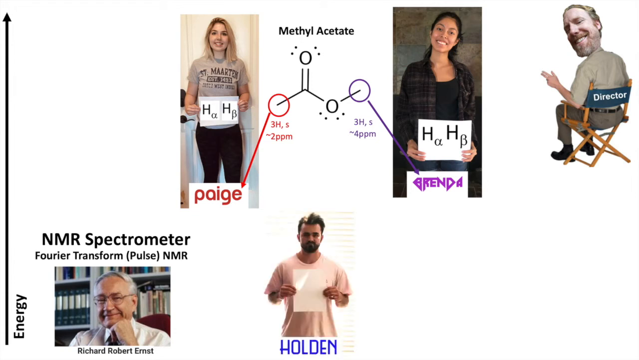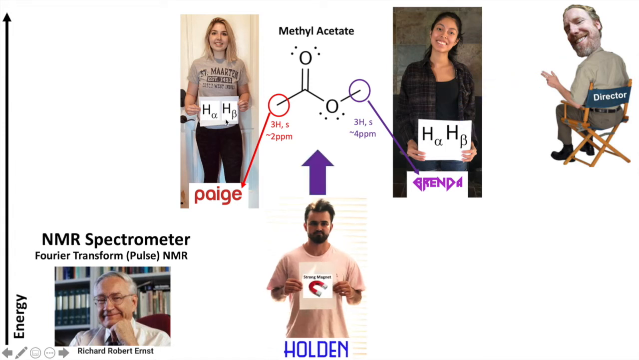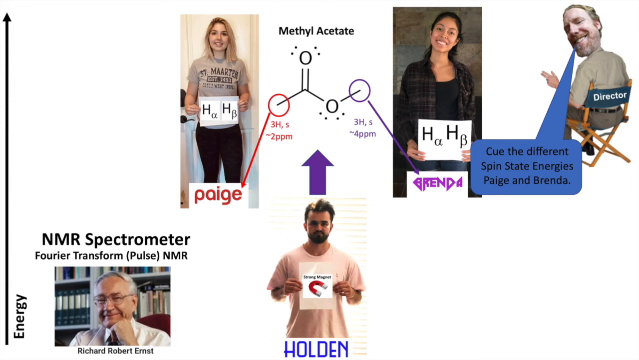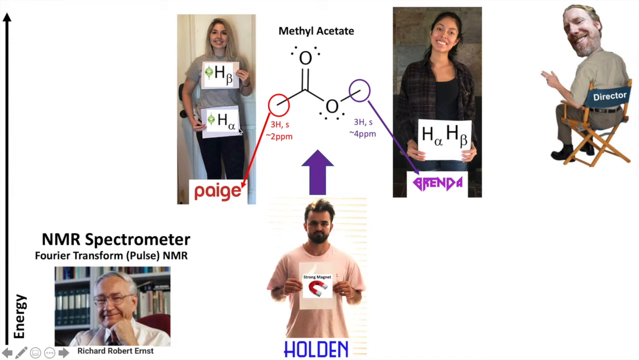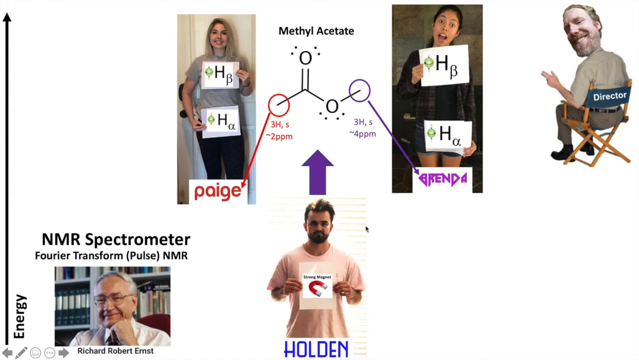We have Holden over here as the magnet. So cue the magnet, Holden. Before Holden turns on the magnet, the alpha and beta spin states are the same energy, but once the magnet's on, boom, then they cue the different spin state energies, Paige and Brenda. So Paige will now have her alpha and beta spin states separated in energy, and so will Brenda. And they're not the same energy difference. Brenda's got a bigger energy gap, and Paige's alpha and beta spin states are closer in energy.